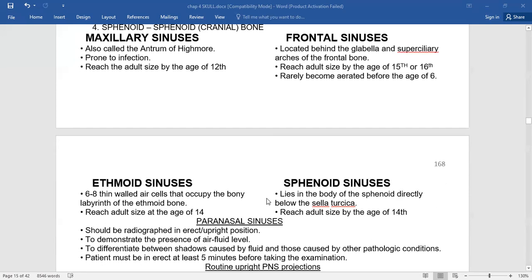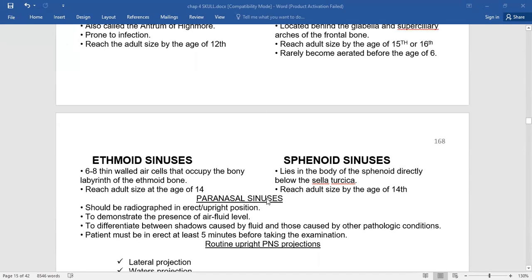For ethmoid sinuses, these are composed of 6 to 8 thin-walled air cells that occupy the bony labyrinth of the ethmoid bone and can reach adult size at the age of 14. While for sphenoid sinuses, they lie in the body of the sphenoid directly below the sella turcica, and also adult size niya is at the age of 14.